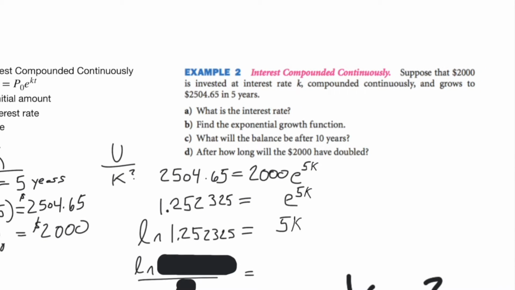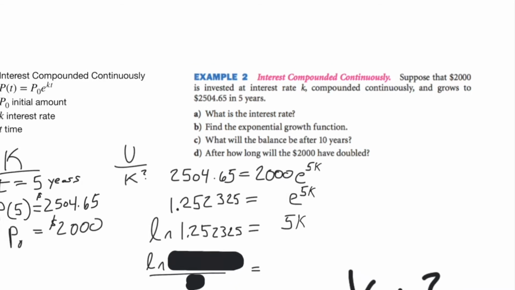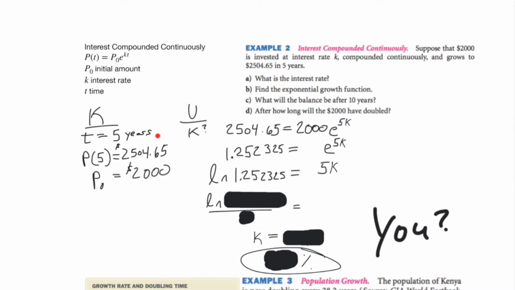Interest compounded continuously. Suppose that $2,000 is invested at an interest rate K, compounded continuously. We need to use our formula over here for continuously compounded interest, and it grows to this amount in 5 years. So what we know is T is 5 years, P of 5. If you plug 5 into the formula, we should get as an output $2,504.65. And P0 is 2,000. What we don't know is what K is. What is the interest rate, K?